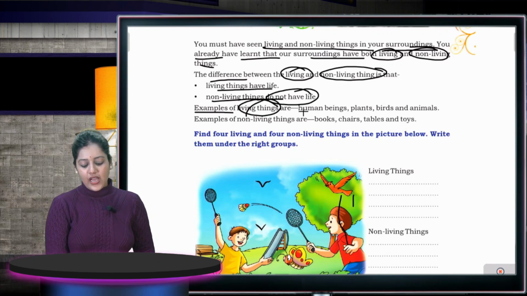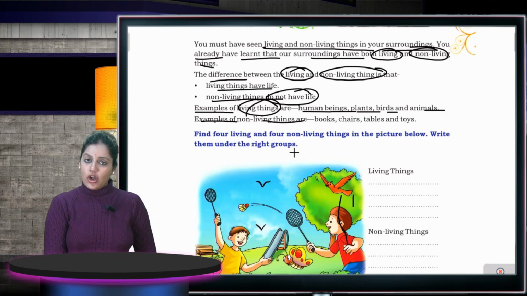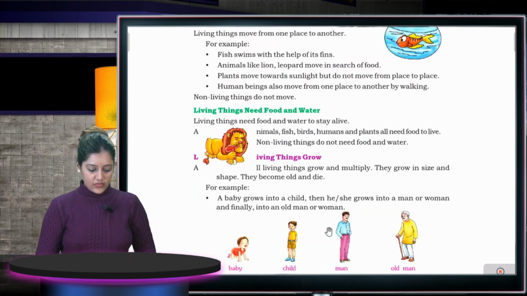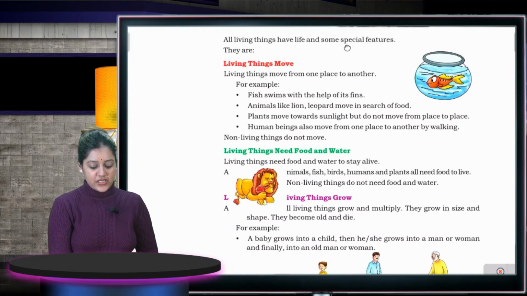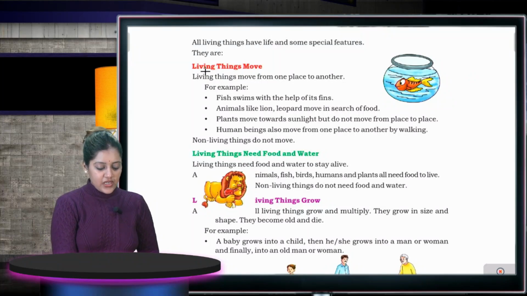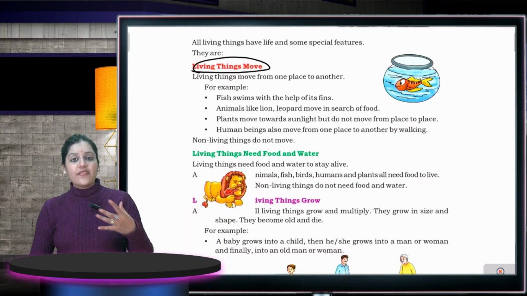Examples of living things are human beings, plants, birds and animals. Examples of non-living things are books, chairs, tables and toys. Next, all living things have life and some special features. Living things move, like I move, you also move. So why? Because we are living things.